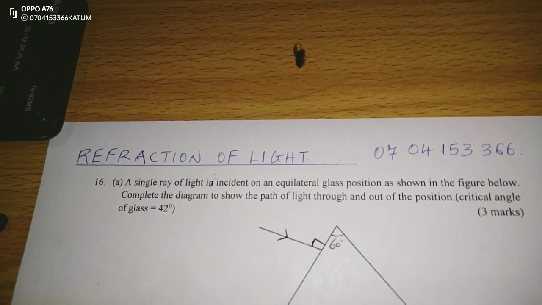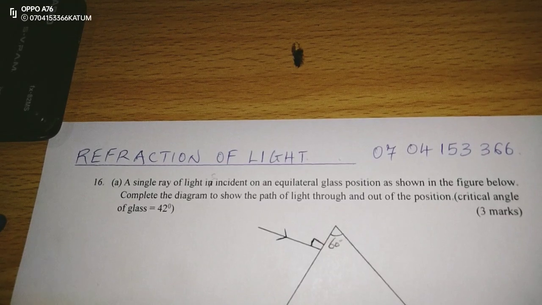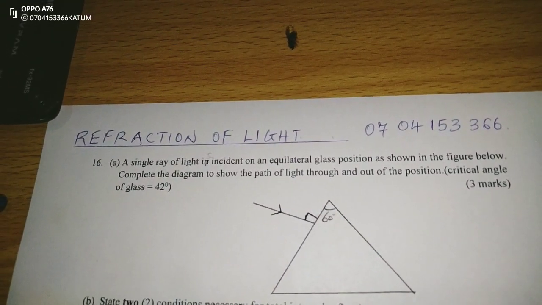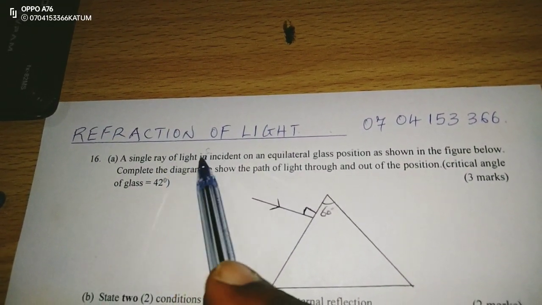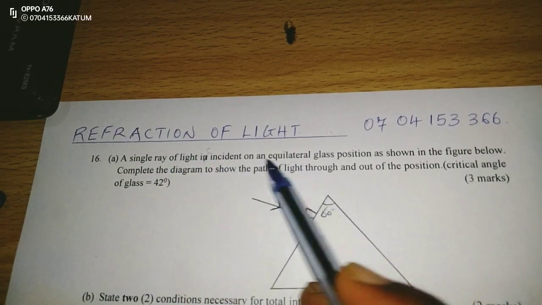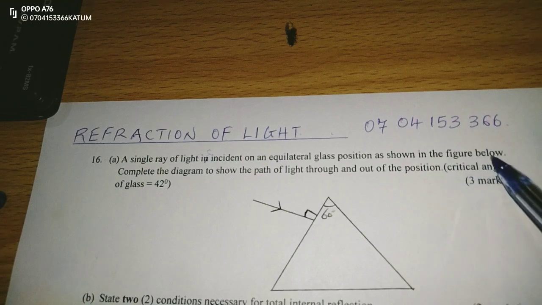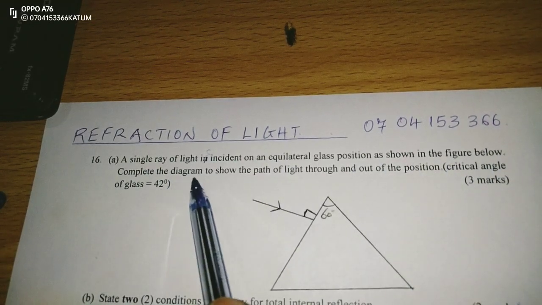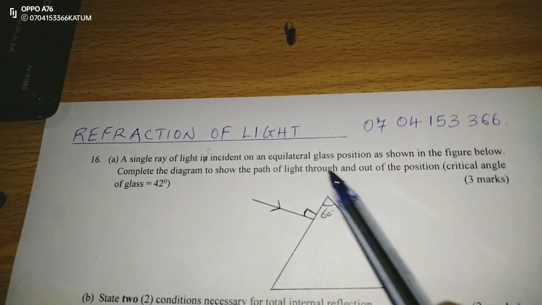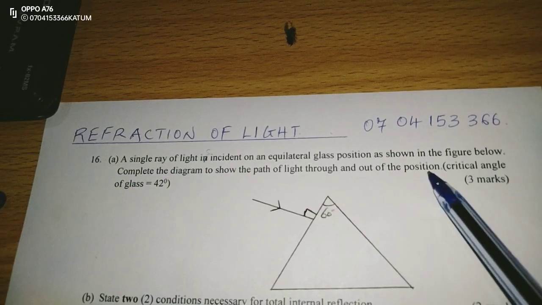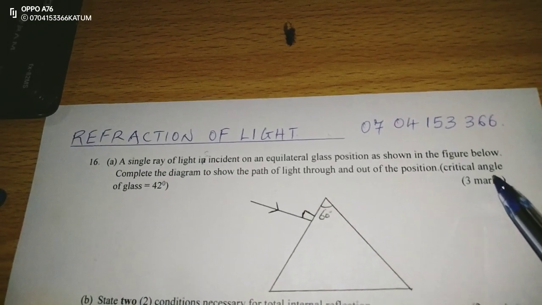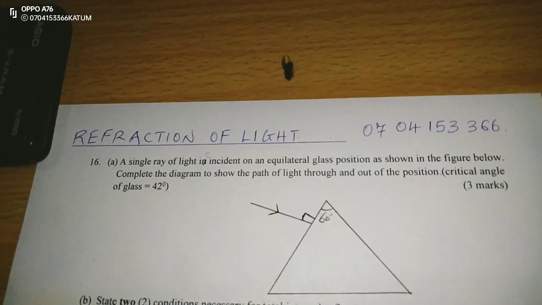We're going to study physics, refraction of light, number 16 of the paper, whereby we are told that a single ray of light is incident on an equilateral glass prism as shown in the figure below. Complete the diagram to show the path of light through and out of the prism. Critical angle of glass is equal to 42 degrees.